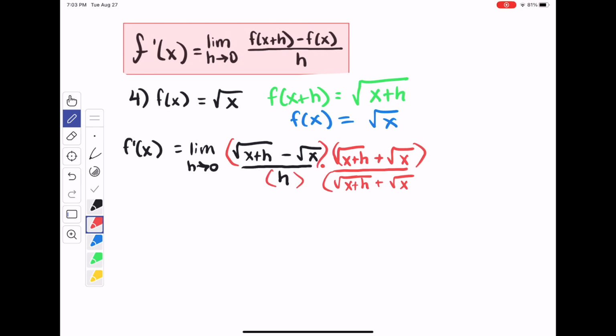And at this point, if you get this far, I think, in my opinion, it's just a matter of if you take your time and make sure you don't mess up this FOIL here. So we're going to FOIL this out. Root x plus h times root x plus h is just simply x plus h.